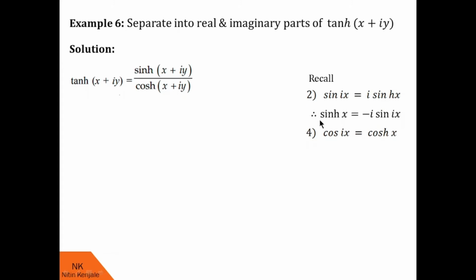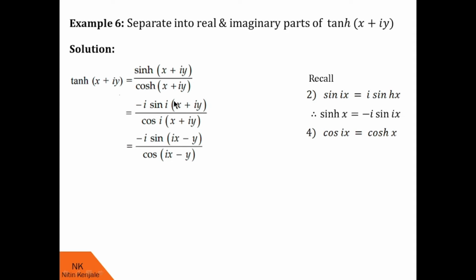That means you can convert any hyperbolic sine function into circular sine function in this way. Similarly, cos ix is equal to cos hx. So you can convert any hyperbolic cosine function into circular cosine function in this way. So this sin h of x plus iy can be written as minus i into sin of i into x plus iy, and cos h of x plus iy can be written as cos of i into x plus iy.